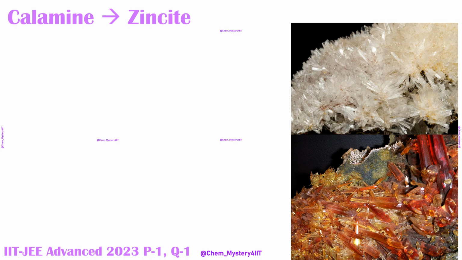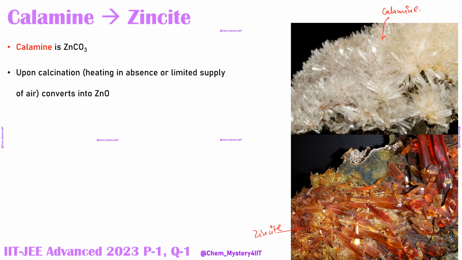The next option about this question was: calamine upon being heated gives zincite. On the top over here, we have calamine, and over here we have zincite. Again, as I was telling you earlier, zincite is the term we use when this is present as the ore. When we are processing zinc carbonate, calamine is chemically ZnCO3, which upon being heated is supposed to be converted into zinc oxide.